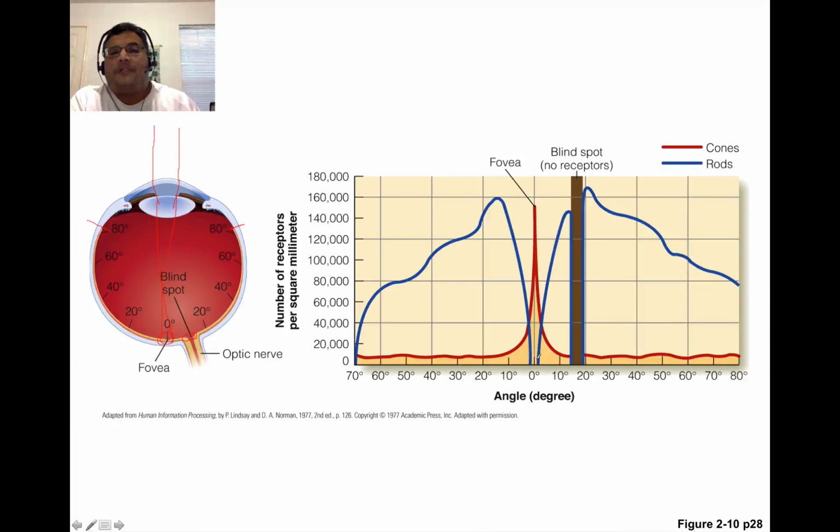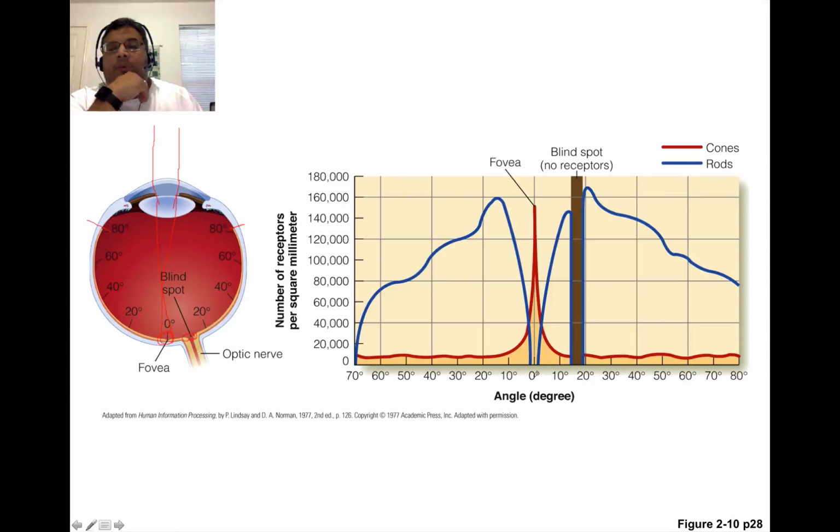So the fovea is considered a 0 point, and then you have 10 degrees away from the fovea, 20 degrees away from the fovea, all the way to 70 and 80 degrees of the fovea, which is indicated here on this drawing right here. So this is the 0 point, and then we have 20 degrees, 40 degrees, 60 degrees, 80 degrees away from the fovea.